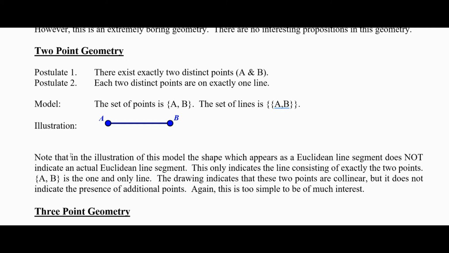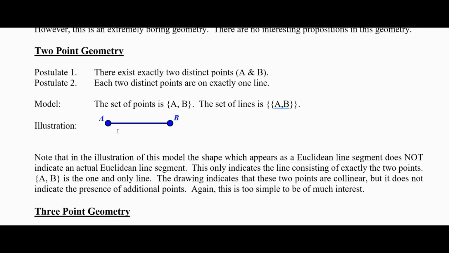A two-point geometry. There exist exactly two distinct points. We'll call them A and B. Each two distinct points are on exactly one line. So the model for this: the set of points is the set containing A and B, and the set of lines is the set containing the set {A, B}. The set {A, B} is a line, right? So the entire universe of this thing is one single line.